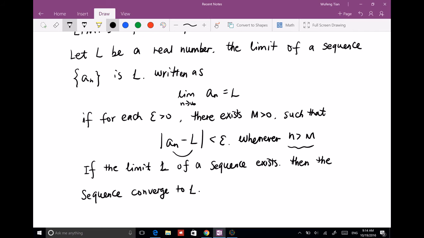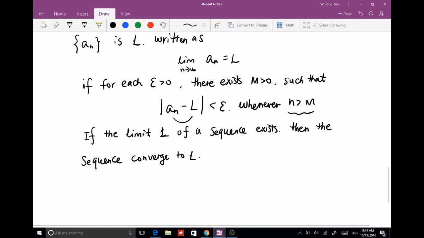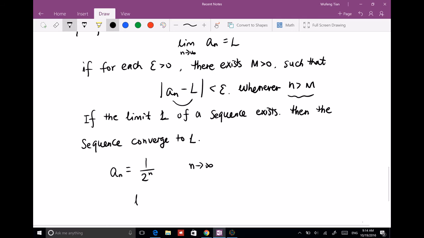Okay, so let's look at several examples. First one, an equals 1 over 2n. Well, if n goes to infinity, you can look at the limit as n goes to infinity of an, which equals the limit as n goes to infinity of 1 over 2n. You know that this equals 1 over infinity, which equals 0, right? So the limit L equals 0.